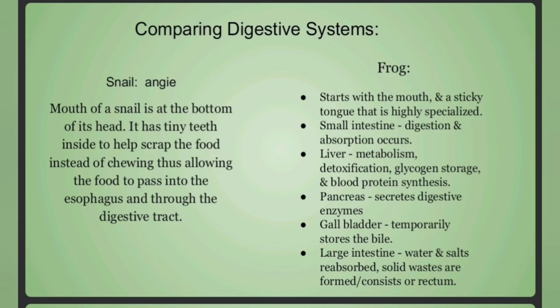The large intestine is where water and salts are reabsorbed and solid wastes are formed. The end of their digestive system is the rectum, which is what the large intestine mainly consists of. When it comes to comparing the digestive systems between a snail and frog, the snail has a mouth on the bottom of its head. It also has tiny teeth inside to help scrape up the food instead of chewing, thus allowing food to pass into the esophagus and through the digestive tract as well.